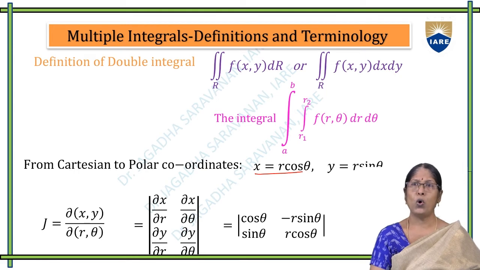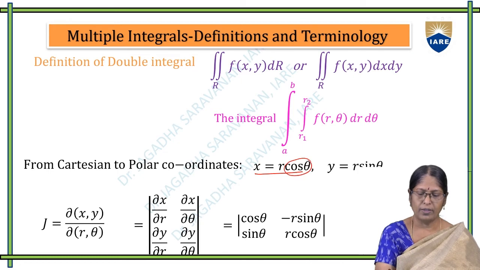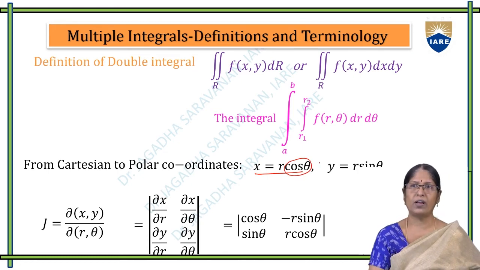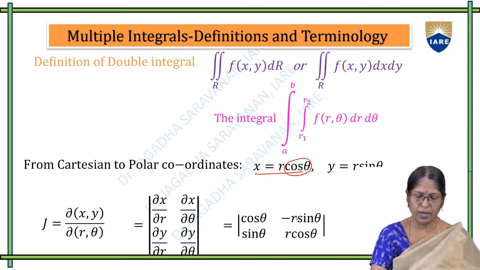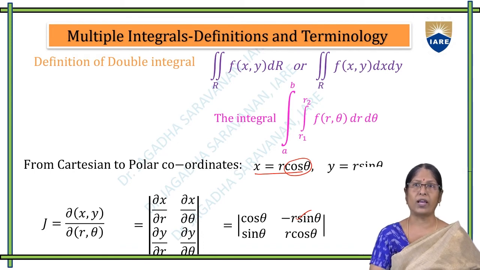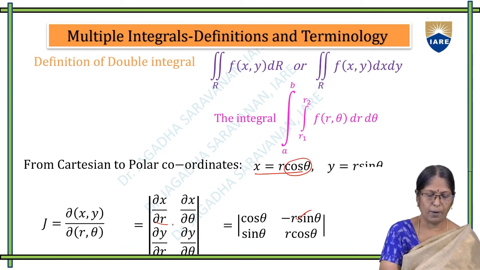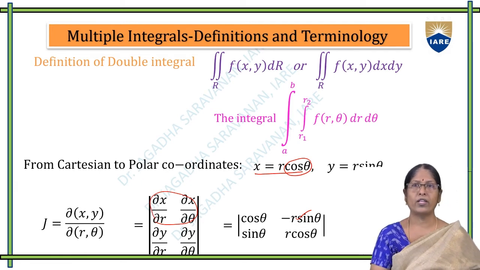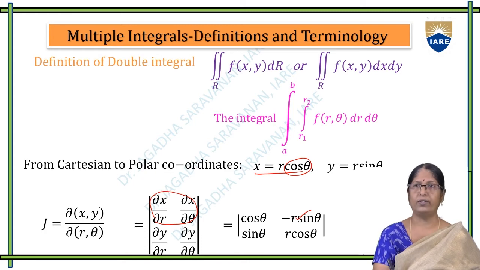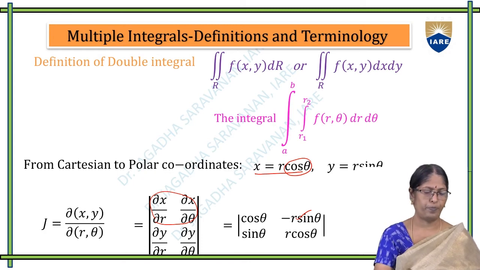Then dou x by dou theta we are going to do. That is here, what I am circling, the cos theta we are going to differentiate. The differentiation of cos theta, we know it, is minus sin theta. So it has become minus sin theta into r, minus r sin theta. So we completed dou x by dou r, dou x by dou theta, and we filled in the determinant form.